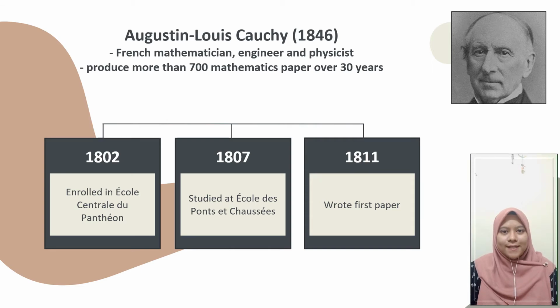Third, we have Augustin Louis Cauchy. He is a French mathematician, engineer, and physicist. In 1802, he enrolled in a central school, and after graduating, he started his study at an engineering school. Cauchy wrote his first paper in 1811, and since then, he produced more than 700 mathematics papers over 30 years.